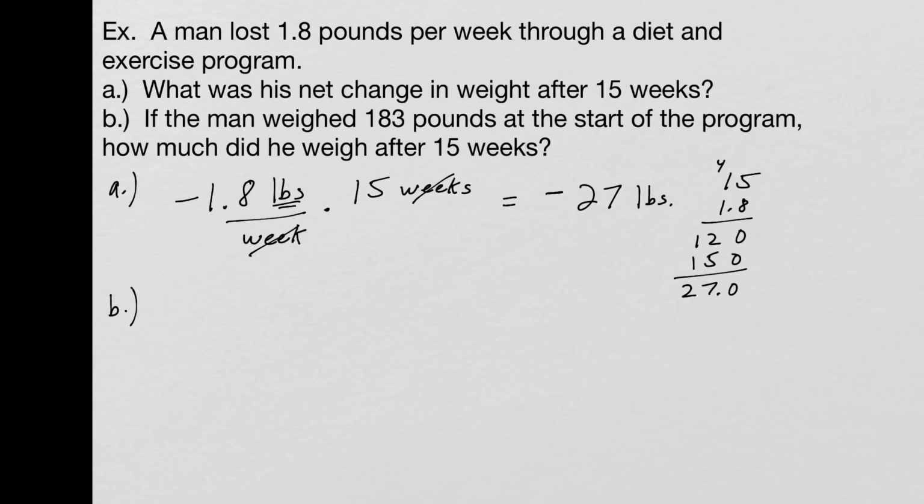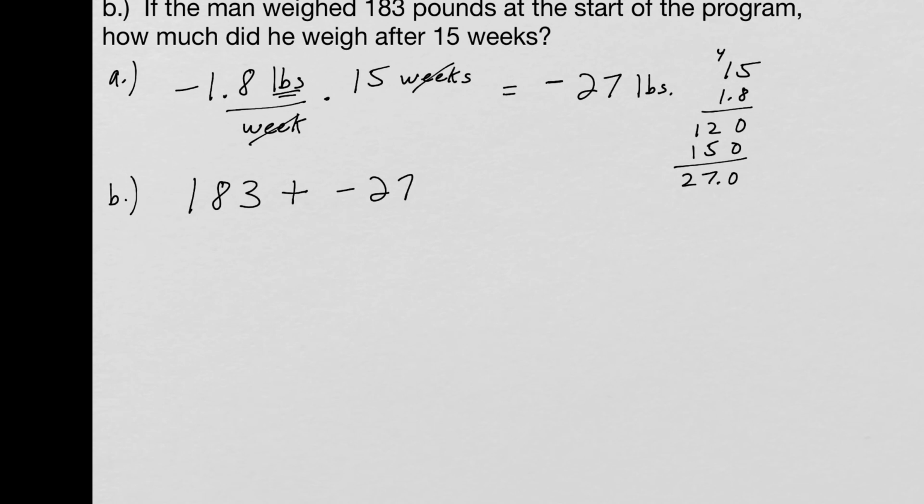If the man weighed 183 pounds at the start of the program, how much did he weigh after 15 weeks? Well, that's going to be his weight at the beginning plus his change in weight, which is negative 27, right? Usually we'd say subtract 27, but really we're adding his net change, which happens to be negative. So, we know how to add two values together with different signs, right?